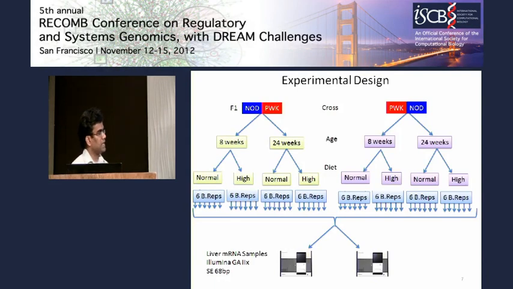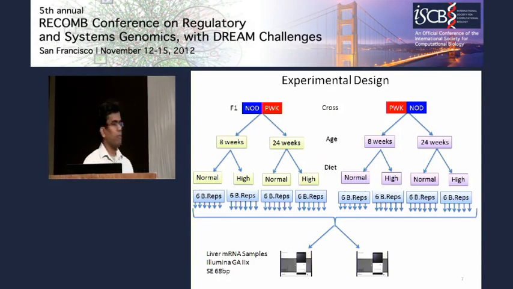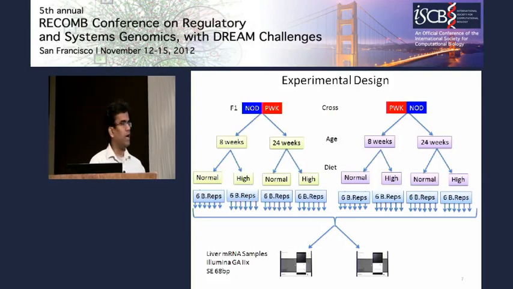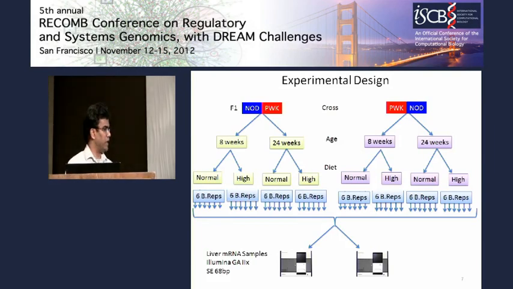So what we did is extract mRNA from liver samples from these 48 animals, and then sequenced them in technical replicates using Illumina GA2X technology.